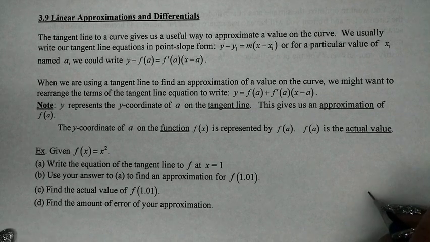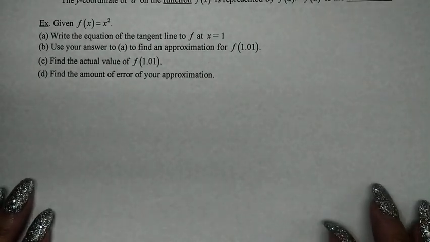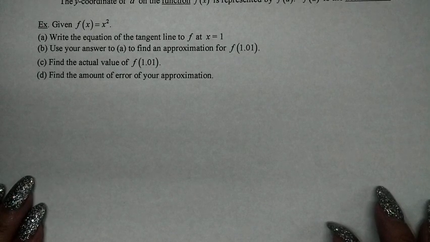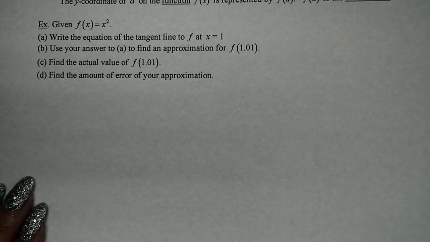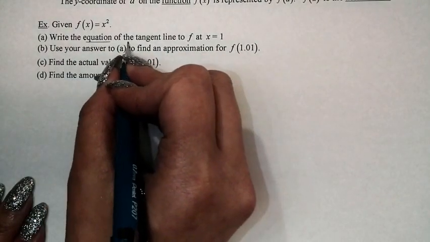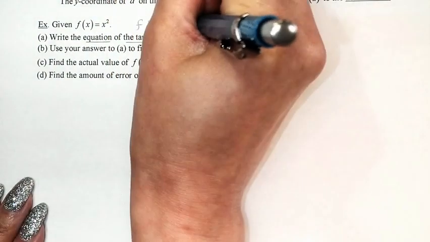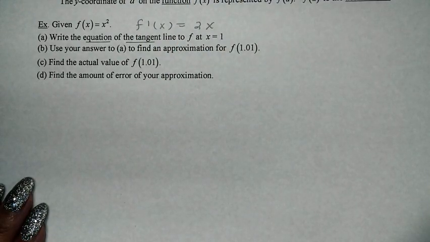So let's start so you can see that it's not that bad. In this first example, we have that f of x is equal to x squared. For part A, they are asking: write the equation of the tangent line to f at x equals 1. As I'm reading the equation of the tangent line, I'm ready to take the derivative of my original equation. You have that this is going to be 2x, f prime.